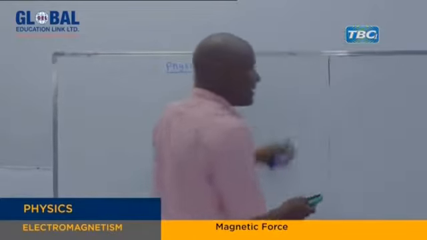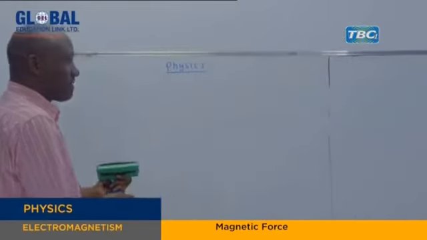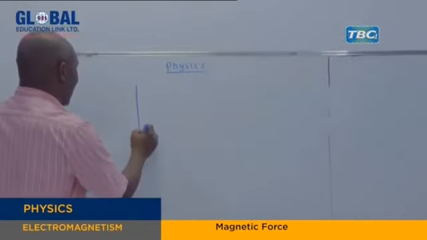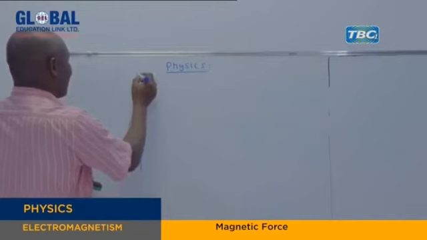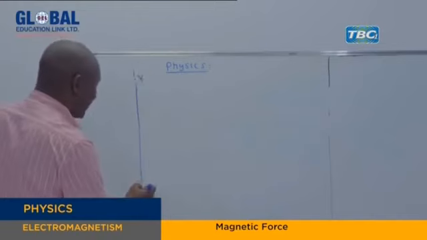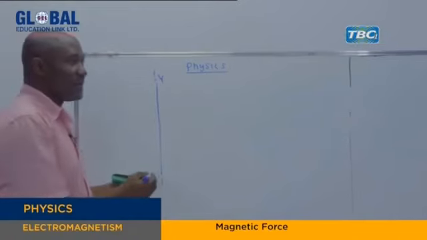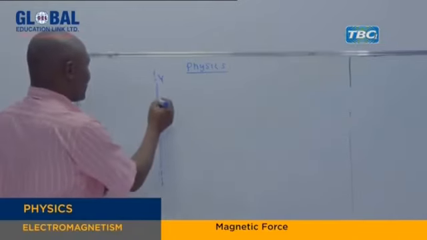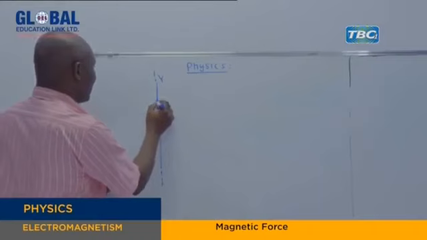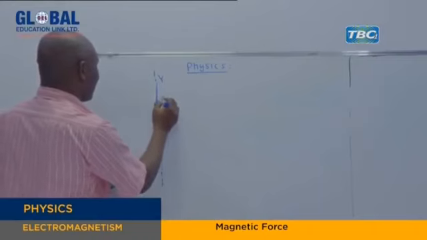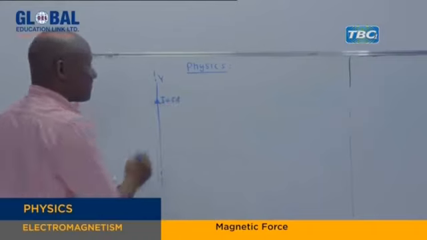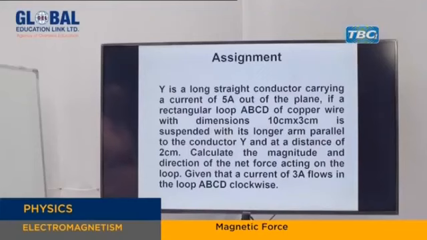If you are given such a question, step number one, you draw that wire Y. As I told you before, that wire is given as a long straight wire, an infinite wire. It carries a current of 5 ampere out of the plane, so you should indicate the current direction of this wire as 5 ampere. And that is the wire Y.